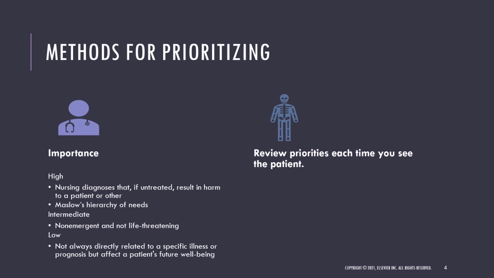So, methods for prioritizing. Importance, high. These are nursing diagnoses that, if left untreated, result in harm to a patient or others. Think about Maslow's hierarchy of needs. Intermediate are non-emergent and non-life-threatening. Low is not always directly related to a specific illness or prognosis, but can affect a patient's future well-being. Review patient priorities in the care plan each time you see the patient.